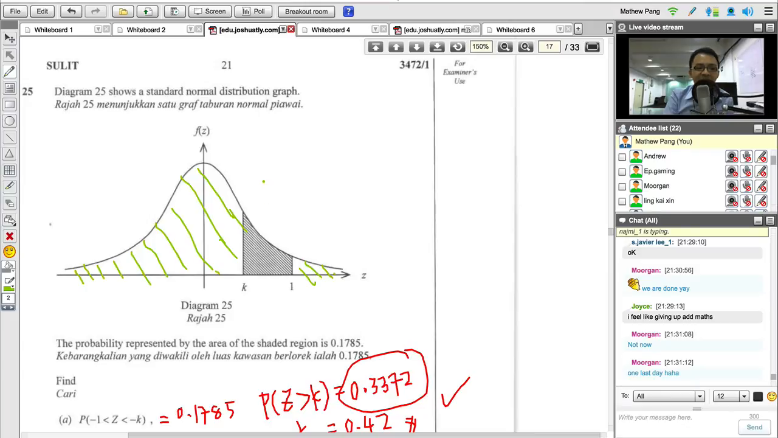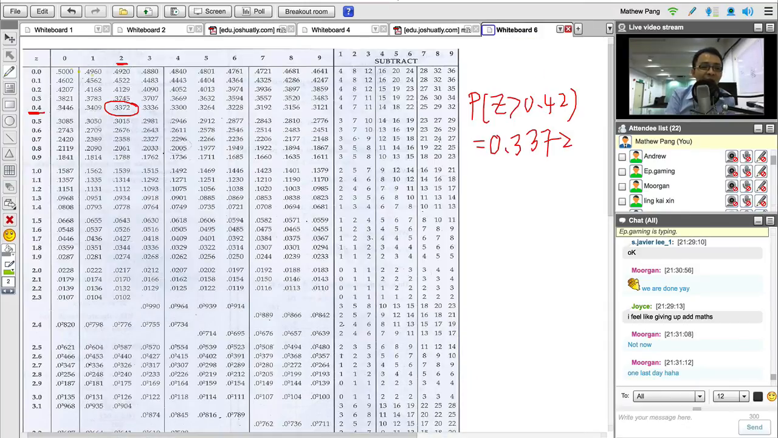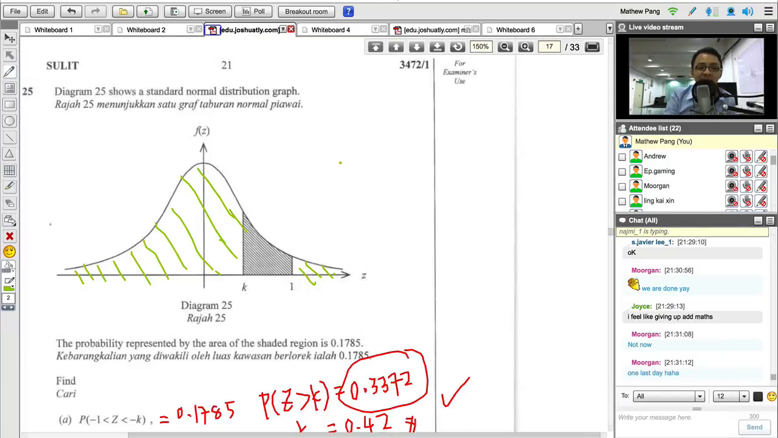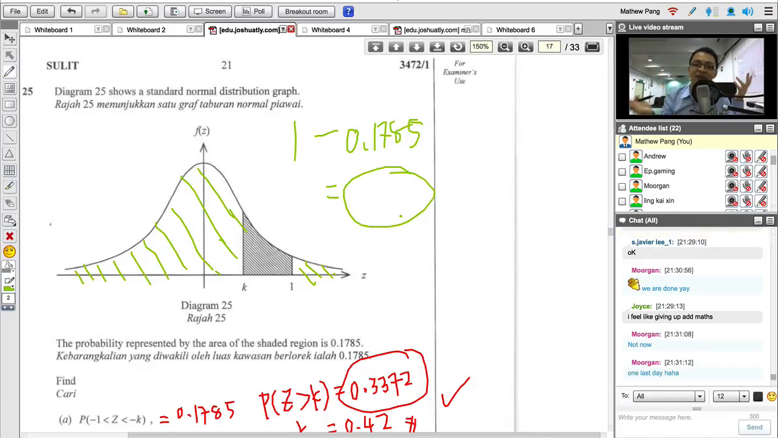So if this one is bigger than 0.5, you can't solve it. If you want to minus 0.1785, it doesn't help you at all, because this value is already bigger than 0.5, and you can't solve it using the z value table. So we cannot use 1 minus in this case, and we no need to use 1 minus in this case as well. I hope I answered the question.